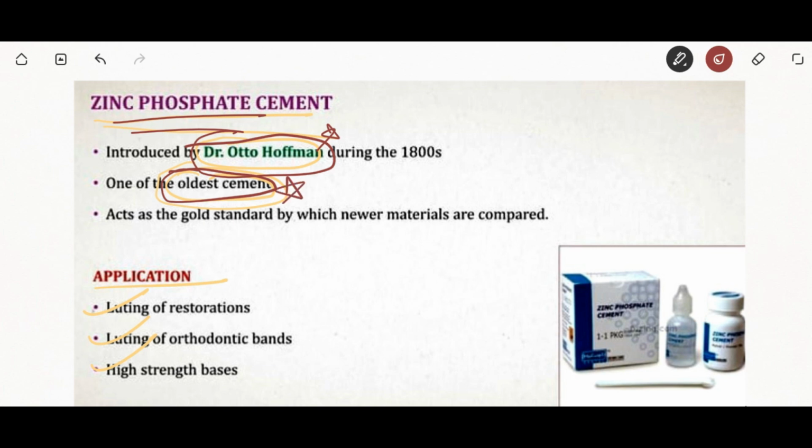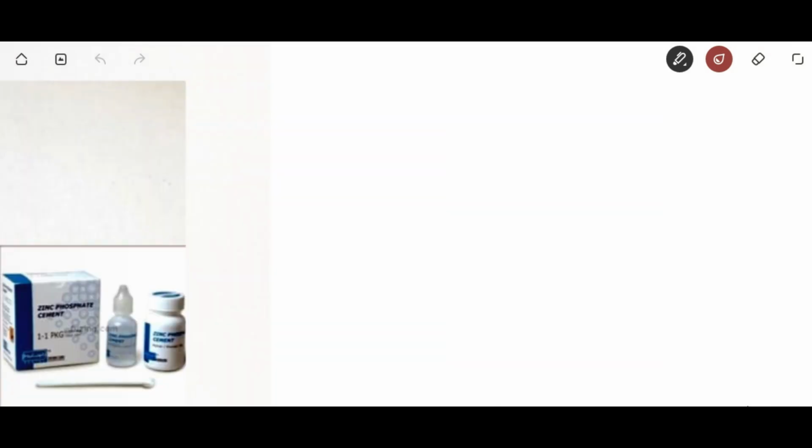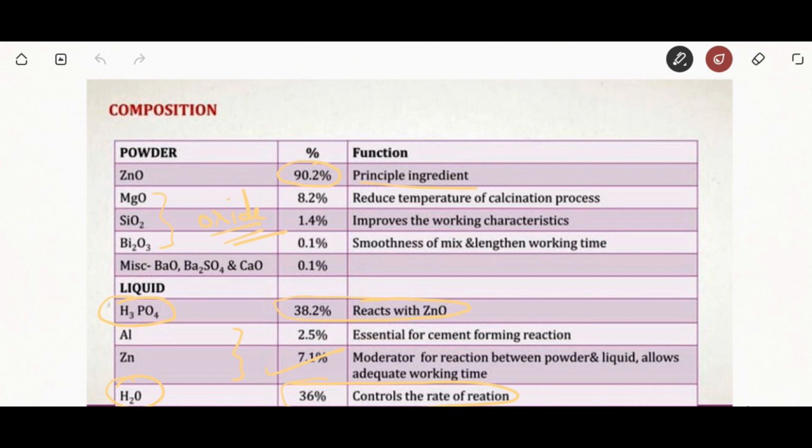What are the applications of zinc phosphate cement? It is used for luting of restorations, luting of orthodontic bands, temporary restoration, or as a high strength base. Availability: it is available as a powder and liquid system. What is the composition of zinc phosphate cement? It contains powder and liquid. The powder is zinc oxide, which is the principal constituent.